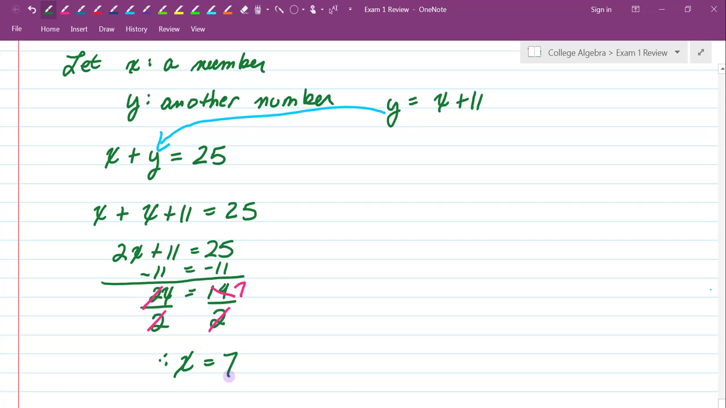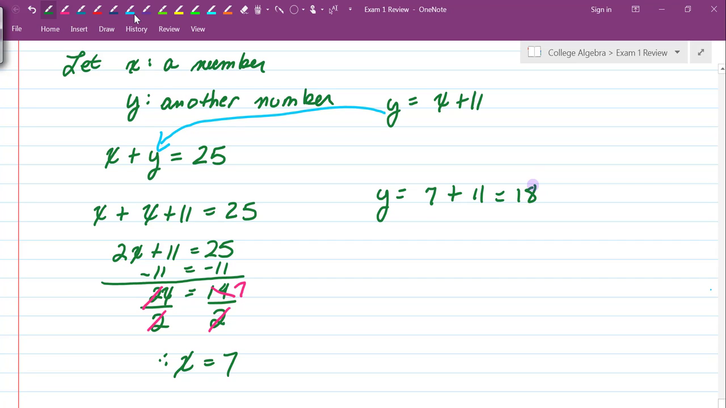Well, I have up here that y is equal to x plus 11. So I can say y is equal to 7 plus 11, because remember, x equaled 7. So 7 plus 11 is 18.